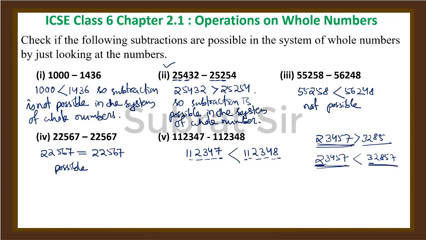But in this case, here 5 digits are there and here 4 digits. So we know a 5 digit number is greater than a 4 digit number.